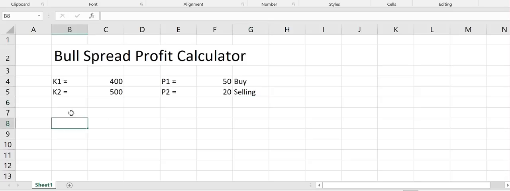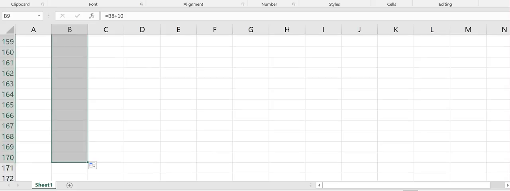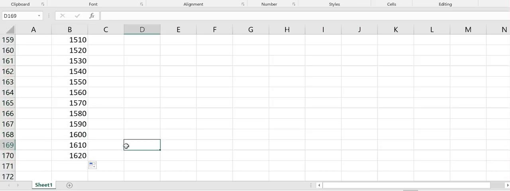And for the simulation, let's first define the stock price. The stock price could start from 0, and then we can add $10 each. Depending on us, you can change the interval later, but let's say we have a $10 increment, and then we can go until around $1,600.